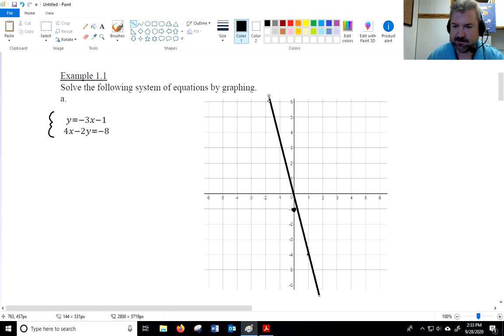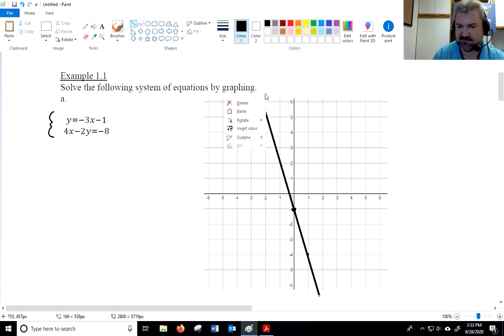Oops. There we go. What do you think about that? Does that look pretty accurate? I think that's good. Okay, next. Let's graph the other one.